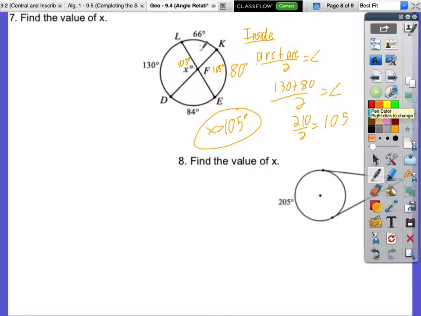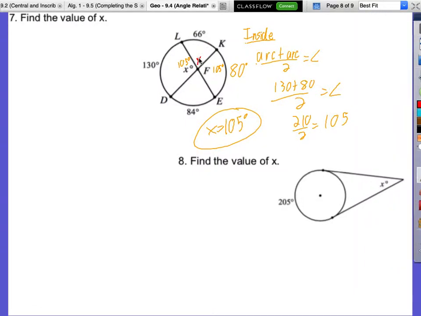Where she found this angle, we can call it y, and you can do 66 plus 84 divided by 2, and get 150, thank you, divided by 2, and got this to be 75. Now, if this angle is 75 degrees, and this angle is 75 degrees, these must make a linear pair. So you can take 180 minus that to get that as well. There's a couple ways you can go about it, and both are fine.